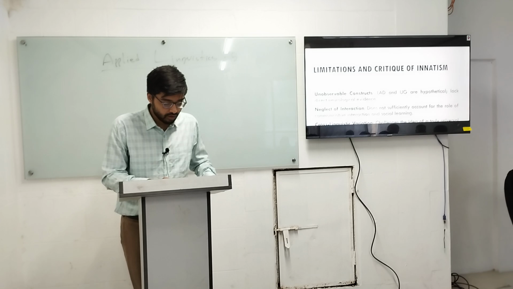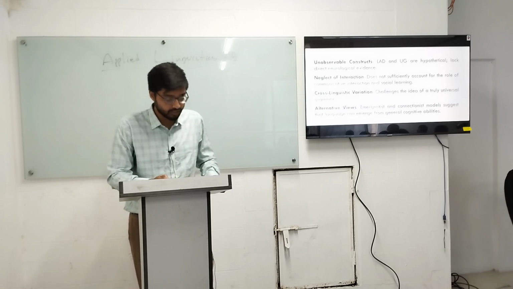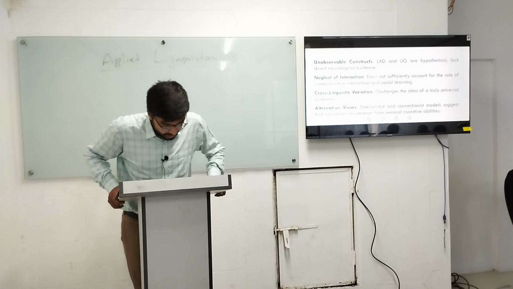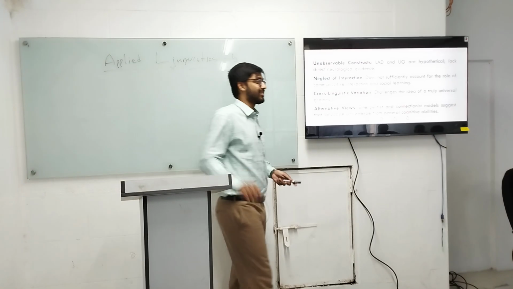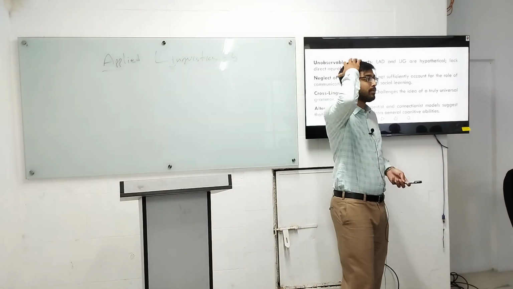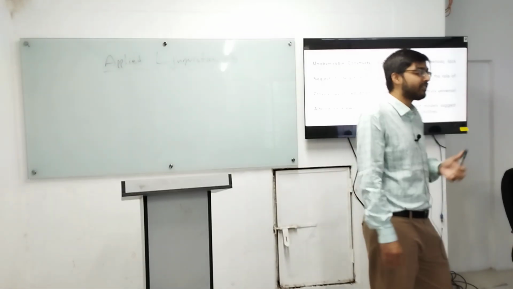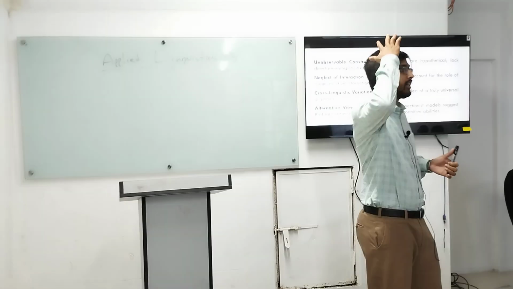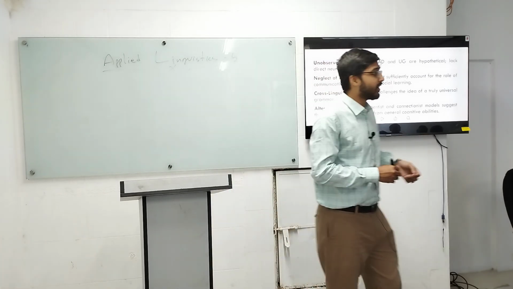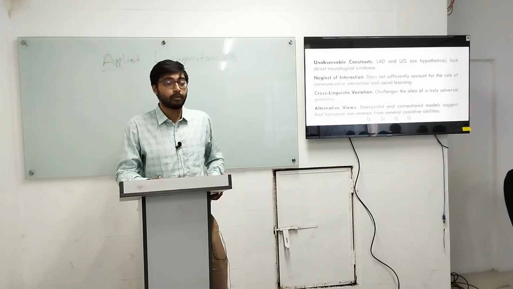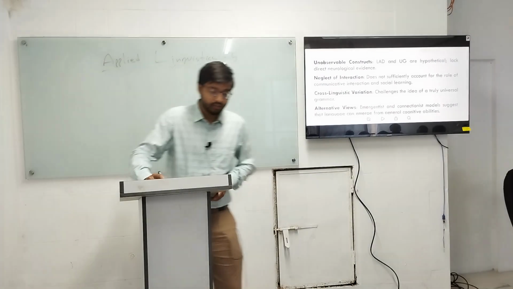Okay, limitations and critics of innatism. Yes, there are some limitations also and critics. Unobservable critic: LAD and UG are hypothetical, lacking direct neurological evidence. Yes, we say that the language acquisition device is there, but this is only a hypothesis. We do not have any concrete proof that we have LAD and UG in this pattern. Neurologists and brain doctors can't find anything there. So that's why this is basically a hypothesis, not concrete evident proof.